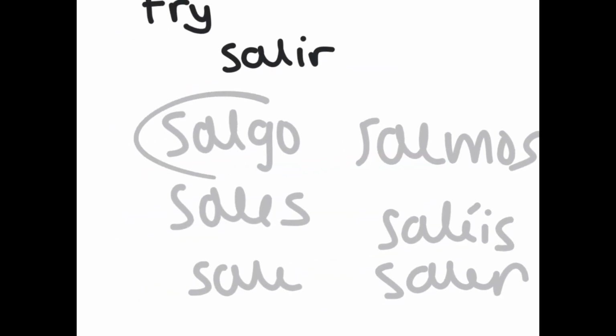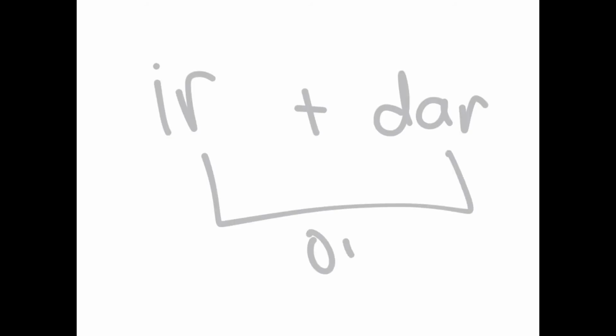Salir, just like hacer, is conjugated in the same way, with salgo being the only one in the go form. Another form of irregular verbs are the oi verbs, and in this case, the yo form changes to that oi.